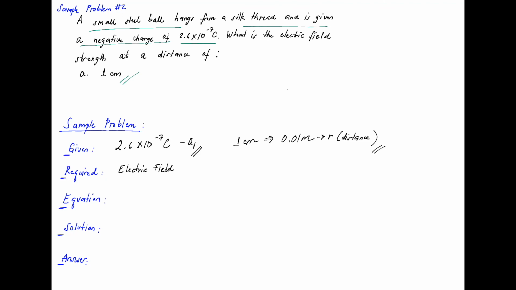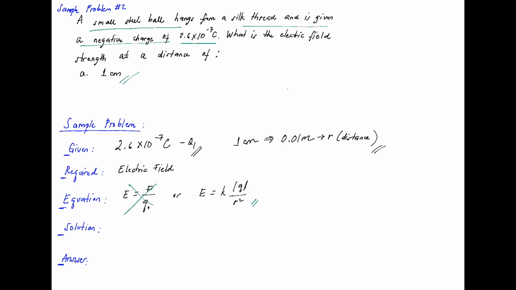Now for the equation, we could write E equals F over Q sub 0, or we have another equation, which is E equals K multiplied by the absolute value of the charge divided by the distance squared. Now, by looking at the given as well as the required, we have to take note that we don't need this equation, and we will be applying our equation 2.